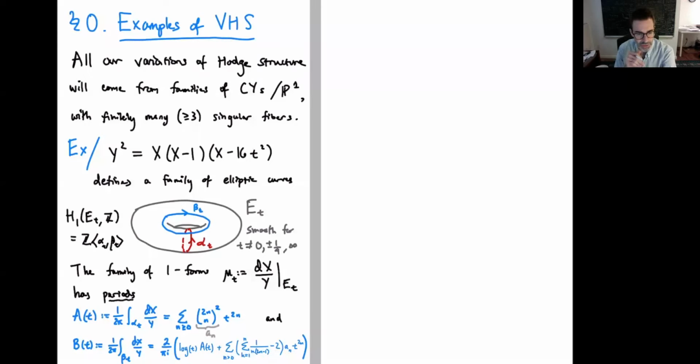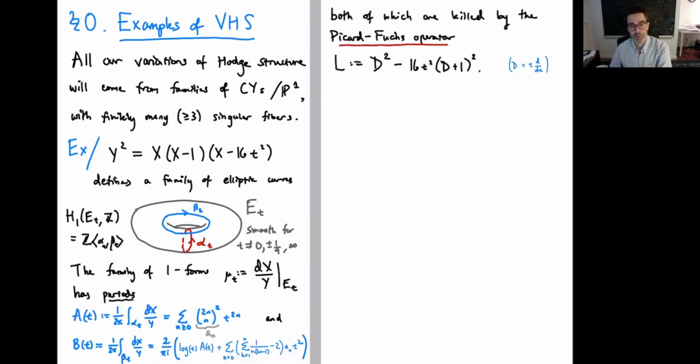So this is the kind of thing that comes up when you have periods. You have a holomorphic period, perhaps at the origin, and then you have a period with logarithmic singularities and some interesting analytic part. Both of those periods are killed by the Picard-Fuchs operator L, shown here. And throughout this talk, D is going to mean logarithmic derivative.